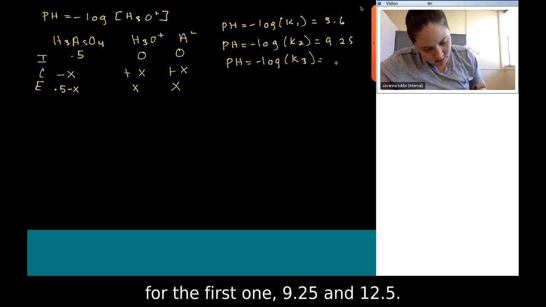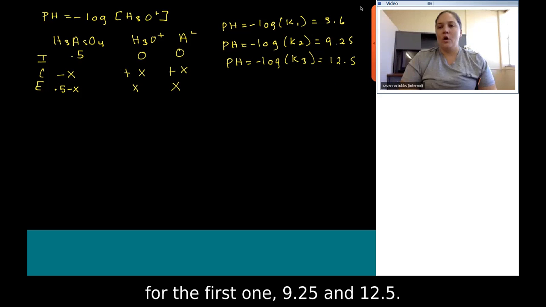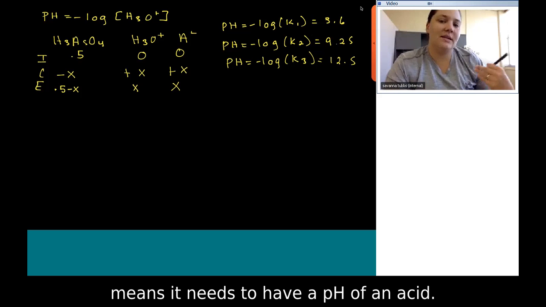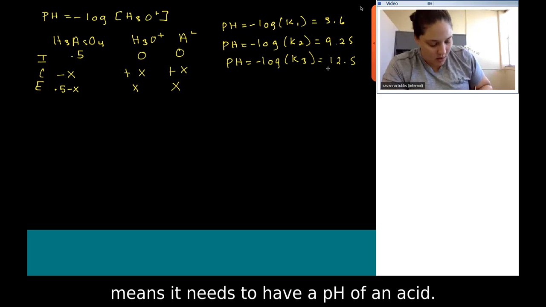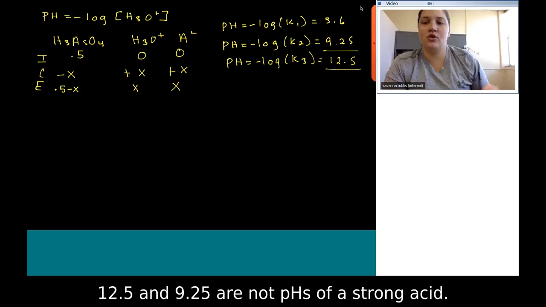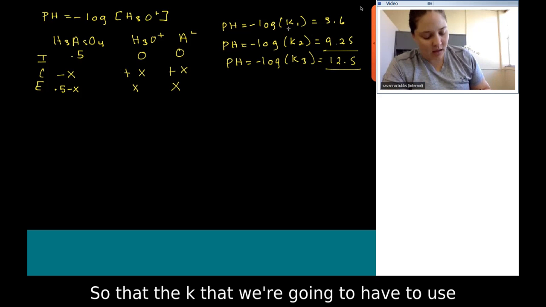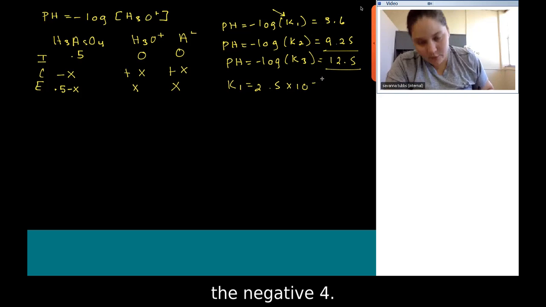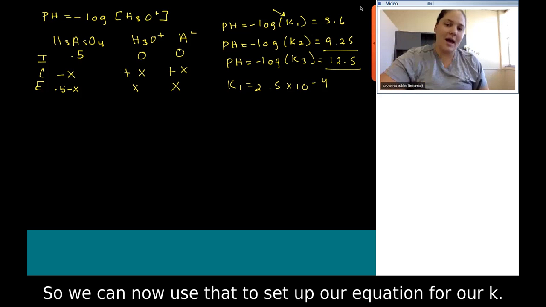9.25, and 12.5. So what you notice, arsenic acid is a strong acid, which means it needs to have the pH of an acid. 12.5 and 9.25 are not pHs of a strong acid. So the K that we're going to have to use is K1, which equals 2.5 times 10 to the negative 4. So we can now use that to set up our equation for our K.